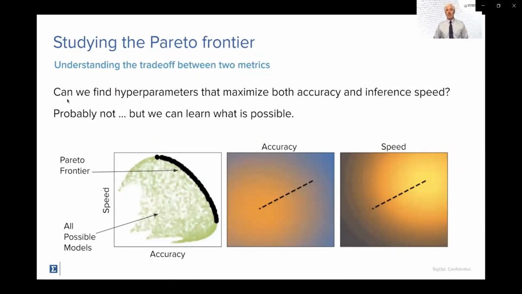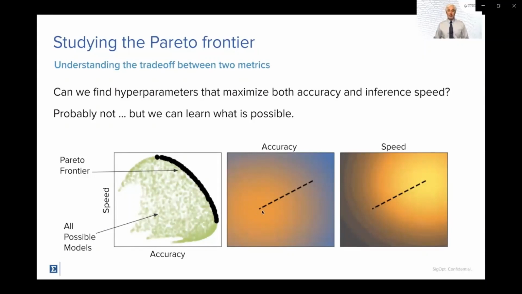The question may be asked, can we find hyperparameters that maximize both accuracy and inference speed? The answer is probably not, but we can learn what is possible. Here we have a graph which represents two hyperparameters, the associated accuracy, which is shown here in contours with a maximum value here. The same set of hyperparameters, but now with speed graphed, is in this graph on the right. The maximum is over here. Here is the maximum for speed, but down here is the maximum for accuracy.